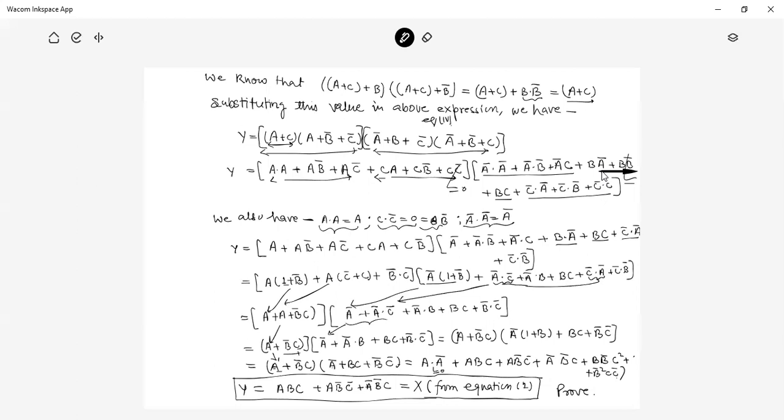And the remaining 4 terms are ABC, this is the ABC, here it is A B bar C bar, A bar C bar, A bar B bar C, and this B bar and C bar is 0. These two terms are 0. So these are nothing but X, these are nothing but X from equation 1.